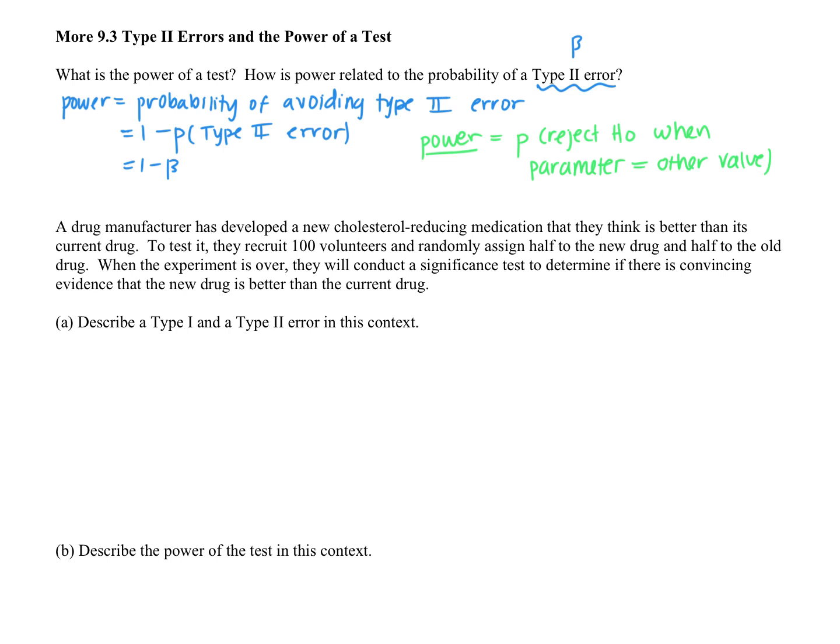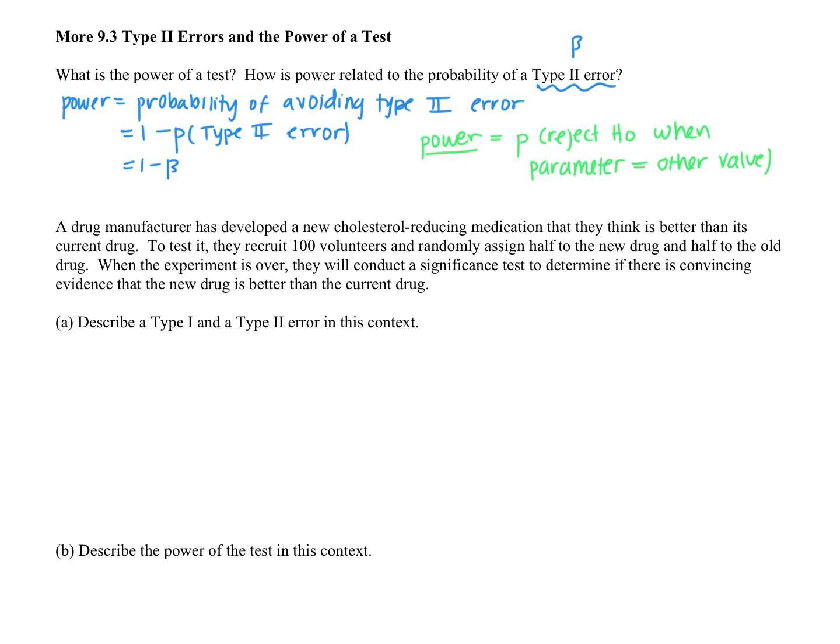Okay, so let's take a look at an example. A drug manufacturer has developed a new cholesterol-reducing medication that they think is better than its current drug. To test it, they recruit 100 volunteers and randomly assign half to the new drug and half to the old drug. When the experiment is over, they will conduct a significance test to determine if there is convincing evidence that the new drug is better than the old drug.